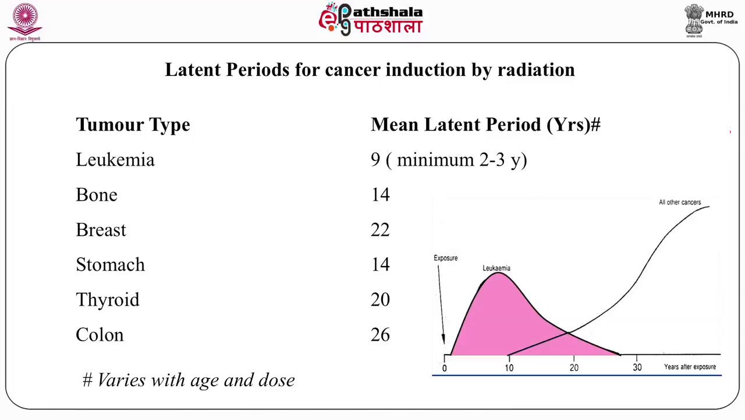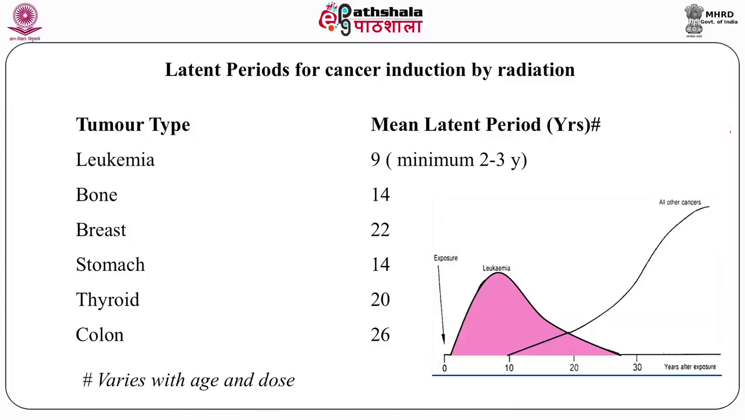Now, what are the latent periods of various cancers? Leukemia has an average latent period of 9 years, with a minimum of 2 to 3 years. Leukemia is a form of blood cancer. Similarly, bone cancer has a latent period of about 14 years. Breast cancer, the average latent period is 22 years. Stomach cancer is 14 years, thyroid cancer is 20 years, and colon cancer 26 years. But these are average latent periods, and the latent period may vary with the age of the patient as well as the dose received.